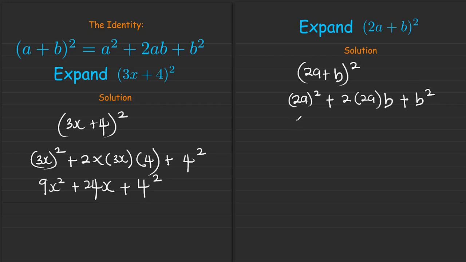Simplifying, 2a squared gives us 4a squared. That is 2 squared and then a squared. Then plus 2 times 2, there is no number here, so just 2 times 2 gives us 4. Then a times b gives us ab. And then we have our b squared also over here. Very, very simple. This is the use of identities.